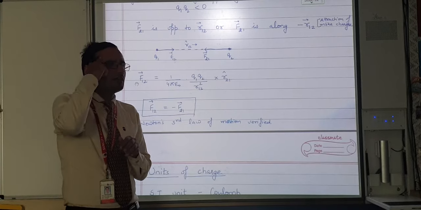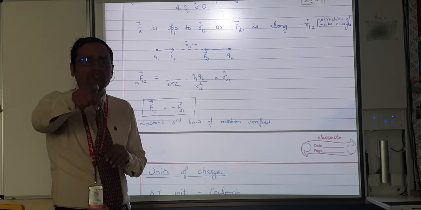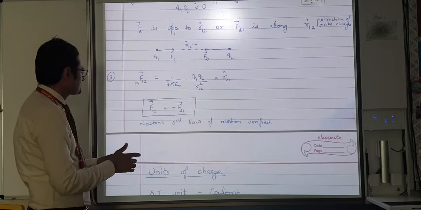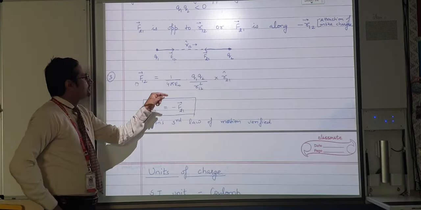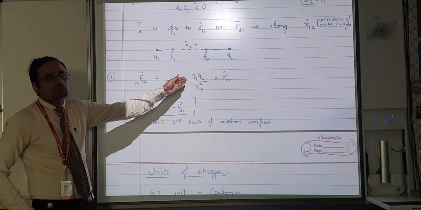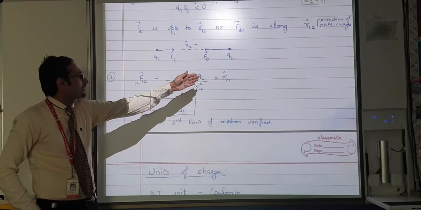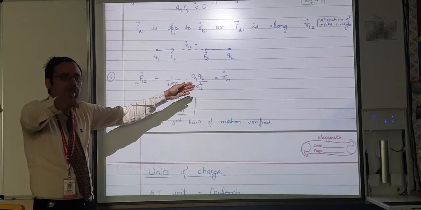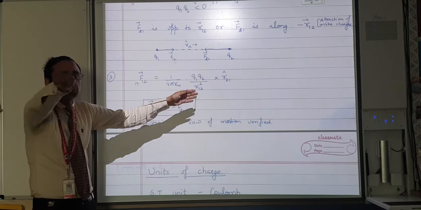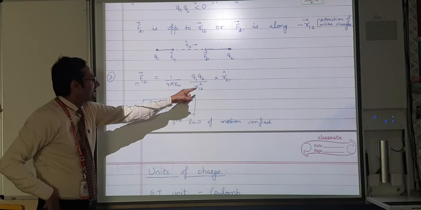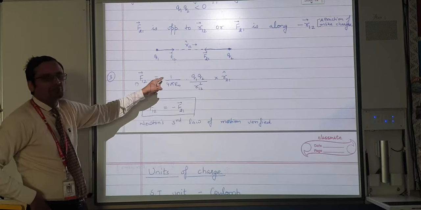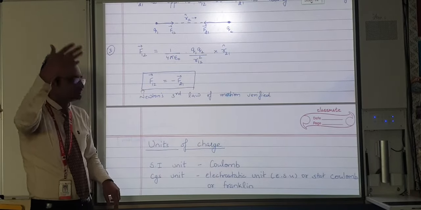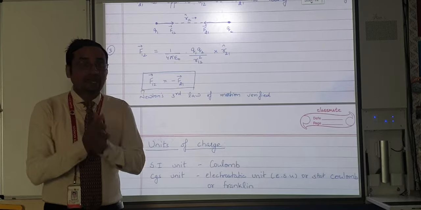What is Newton's third law? To every action, there is an equal and opposite reaction, and action and reaction take place on different bodies. How is this? F12 is 1 by 4 pi epsilon, Q1 Q2 by R12 square, unit vector R21. By the way, I told you R21 is minus of R12. And if I take R12 here, isn't it F21? So F12 is equal to minus of F21. Newton's third law proved. Congrats.